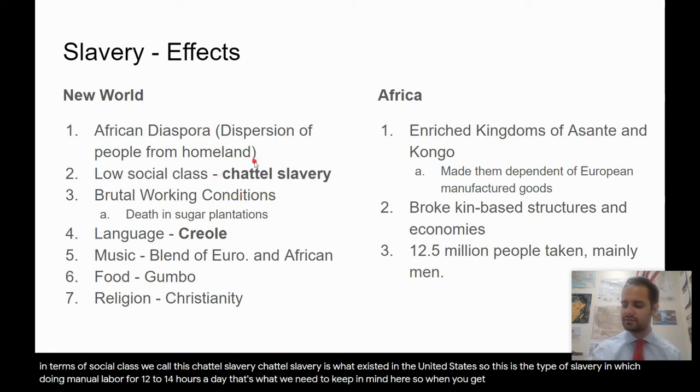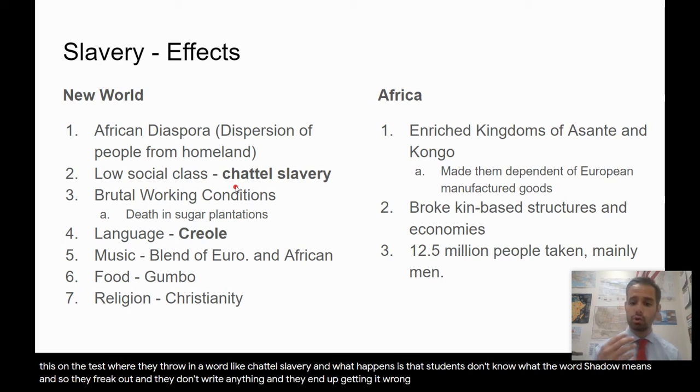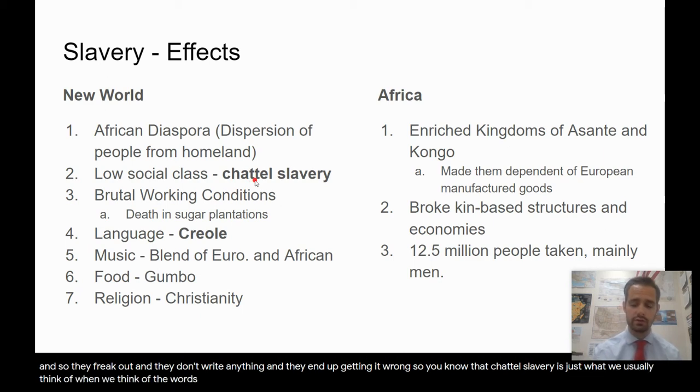So when you get to the test, and they often like doing this on the test, they throw in a word like chattel slavery. And what happens is that students don't know what the word chattel means. And so they freak out and they don't write anything and they end up getting it wrong. So you know that chattel slavery is just what we usually think of when we think of the word slavery. So don't be scared of that word when you see it on the test.